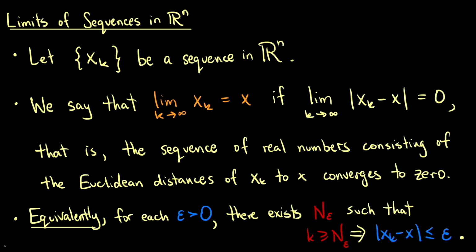All right, so we say that the limit as k goes to infinity of xk equals x, where x is some other point of Rn, if the limit as k goes to infinity of the distance from xk to x is 0. When you first look at this, you might find this a bit unsatisfying. Did I not just define what it means to have a limit in terms of what it means to have a limit?